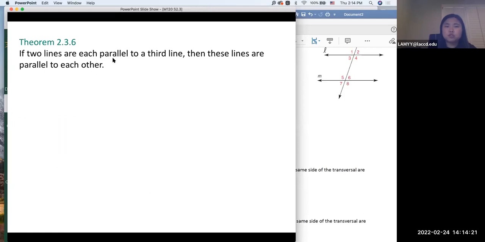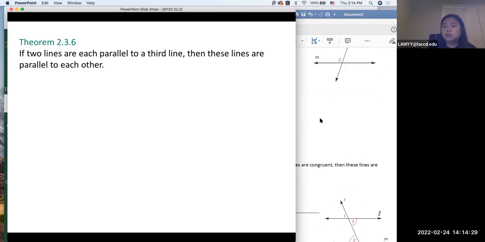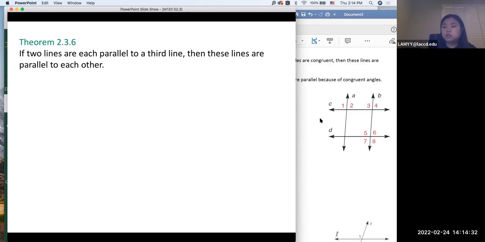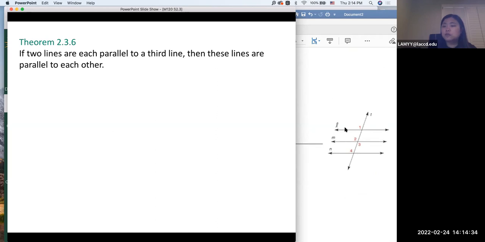If two lines are each parallel to a third line, then these lines are parallel to each other. This is similar to questions that we covered here. If L is parallel to N, and M is parallel to N, it implies that L is parallel to M. This is also the transitive property, just like the relation, right?